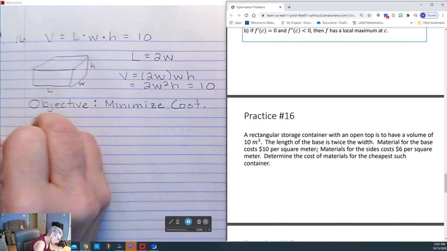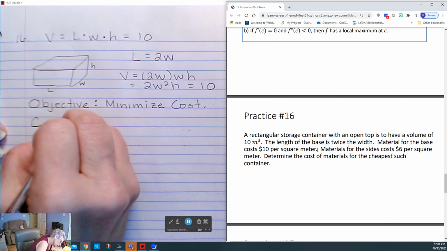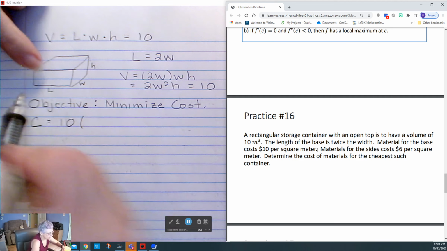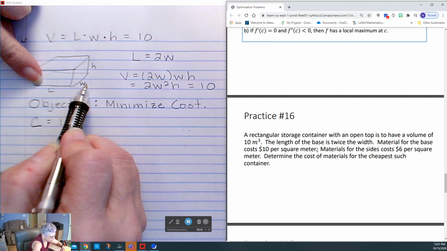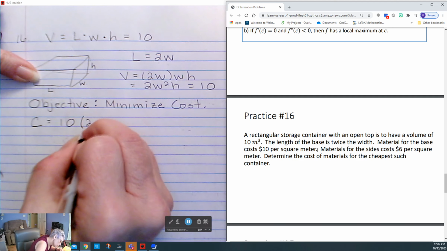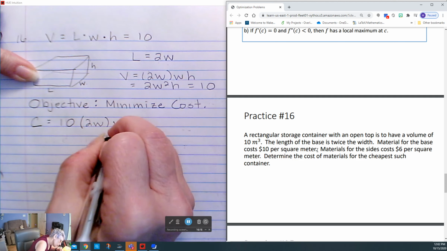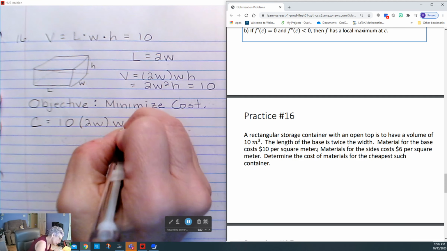So let's make a cost function. Material for the base is $10 per square meter. It has an open top, so I only have one base. That's $10 times this base is L times W, but L is 2W, so it's 2W times W. That's the cost of my base.